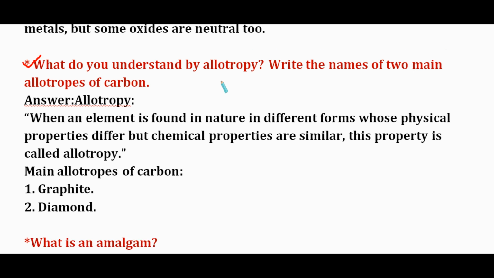What do you understand by allotropy? Write the names of two main allotropes of carbon. Let us see allotropy. When an element is found in nature in different forms whose physical properties differ but chemical properties are similar, this property is called allotropy. Main allotropes of carbon are graphite and diamond.